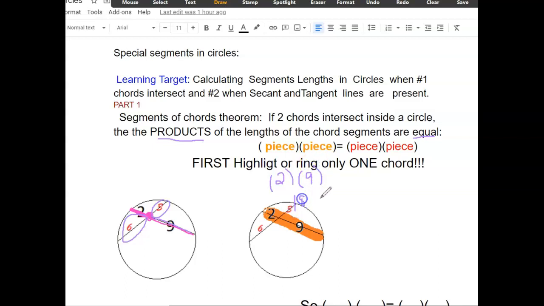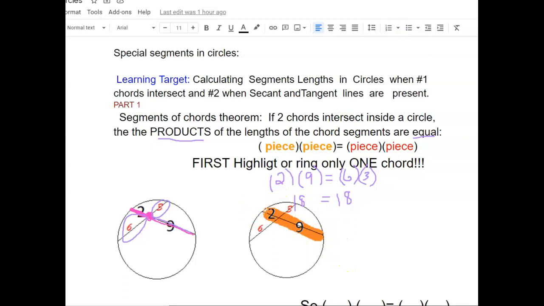Well, that's going to equal the product of the other two pieces. The other two pieces are 6 and 3. So 6 times 3 is 18. Do you see that? The pieces are going to multiply and they're going to equal each other. 18 is 18, and that's always going to work. Piece times the other piece is going to be the same exact answer as the piece times the other piece of the other chord. But the most important thing is you need to highlight one of the chords.